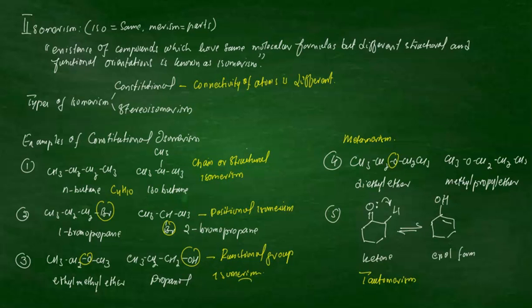So all these five different examples are known as constitutional isomerism, whether it is chain or structural isomerism, positional isomerism, functional group isomerism, metamerism, or tautomerism. All these are examples of constitutional isomerism, a type of isomerism in which the connectivity of atoms is different. In all these five cases, the connectivity of atoms is different.